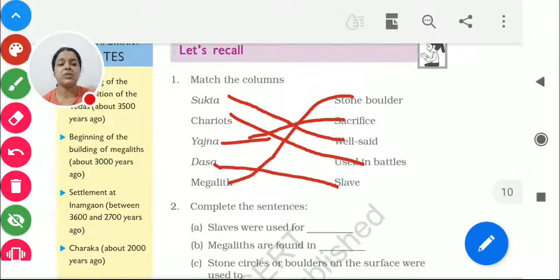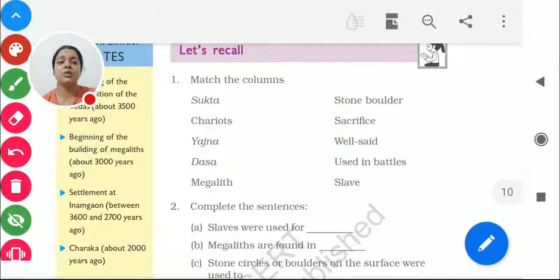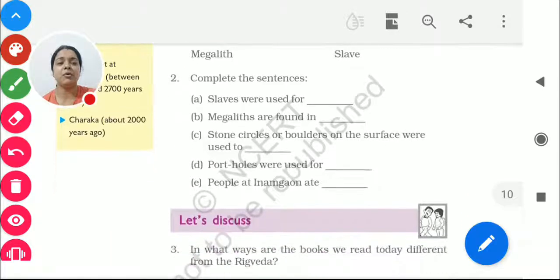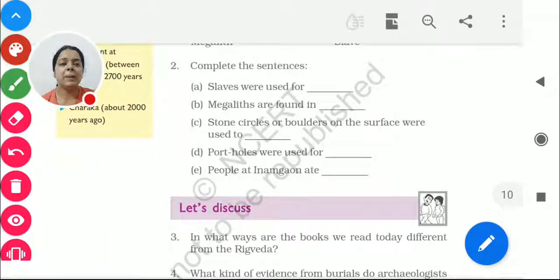The next question is question number 2. Slaves were used for what reason? Just let me know for what reason the slaves were used. The slaves were used for doing work for them. Number B, megaliths are found in. Which is the place where megaliths have been found? The place is Inamgaon. Next is, stone circles or boulders on the surface.